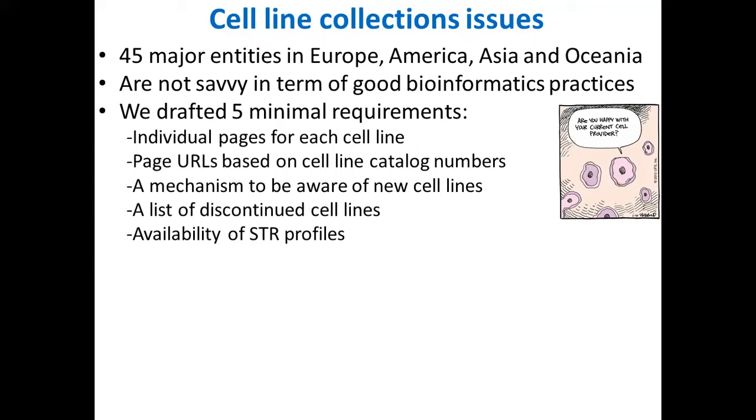It would be nice that the URLs of those cell collection pages be based on their catalog numbers, which often is not the case. It would also be very useful that people be aware of what are the new cell lines that those collections are distributing, but also, and that's quite important, the ones which are discontinued, because it happens quite often that a collection or a company will stop selling a cell line for different reasons, but what generally happens is that this cell line just disappears from one day to the next from the website, and there is nothing you can do about it to get information about it, and it's like it fell into a black hole.